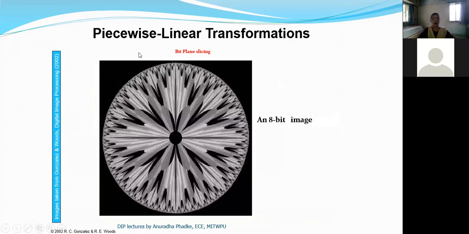Okay, so now we are going to have a look at the next piecewise linear transformation, which is known as bit plane slicing. Basically, for digital images, we usually use 8 bits per pixel to represent the image. This is an example of a gray image, which is using 8 bits per pixel. Now, in bit plane slicing, we try to represent that image in terms of bit planes. If there are 8 bits per pixel corresponding to this image, we can get 8 bit planes. So this is the concept behind bit plane slicing.